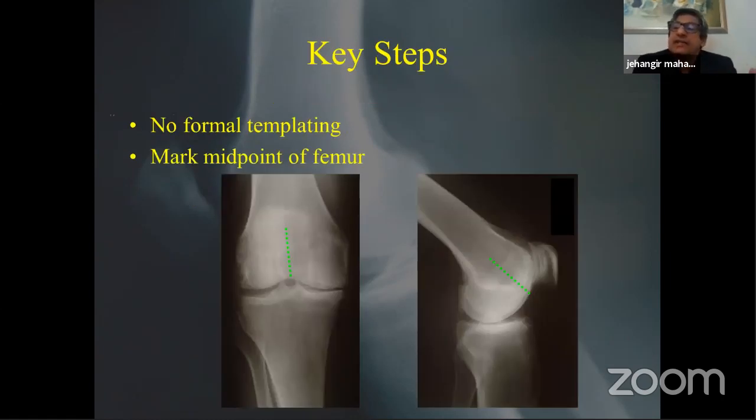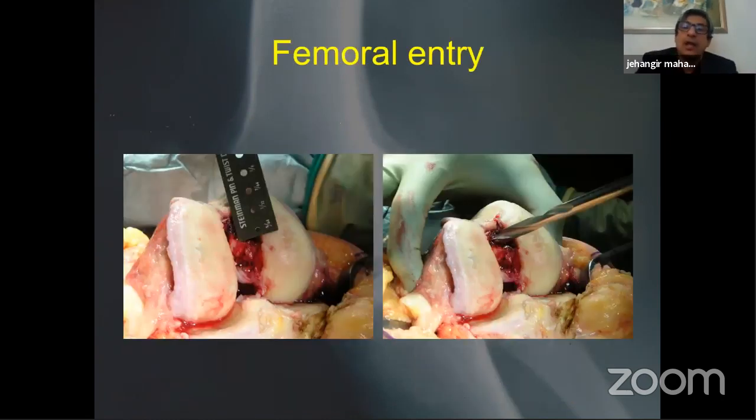Let me just go into my key steps, if you don't mind, on how I do a PS knee. First of all, there's no formal templating, but I draw on the board or on my screen digitally my midpoint of my femur for my entry point. In my talk on approaches, and we all talked about it, when I prepare my femur, irrespective of osteophytes or not, I make a square box so that I get a perfect entry point for my femur. I'm not saying you can't get it in a CR, but it's easier to get in a PS knee, and I do that.